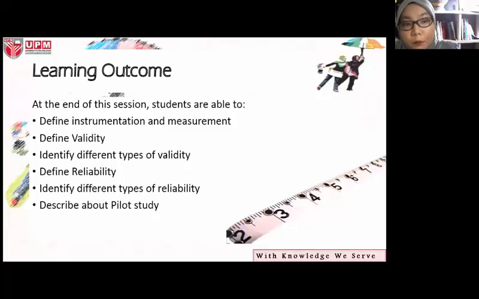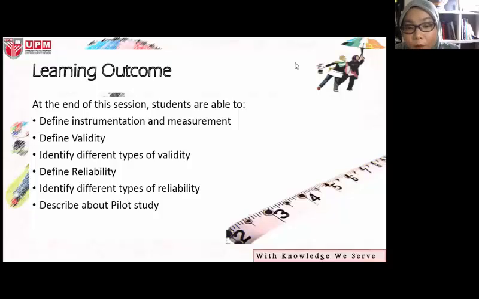Then you are going to learn about validity. Validity is related to the extent to which the instrument that you choose is measuring what you are going to measure. In quantitative, the term that we use is validity, but in qualitative, the term that provides a similar meaning would be trustworthiness.